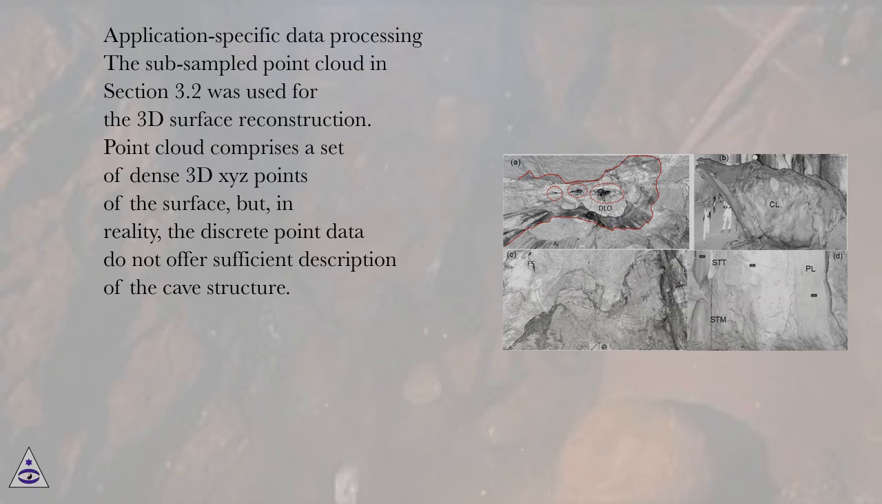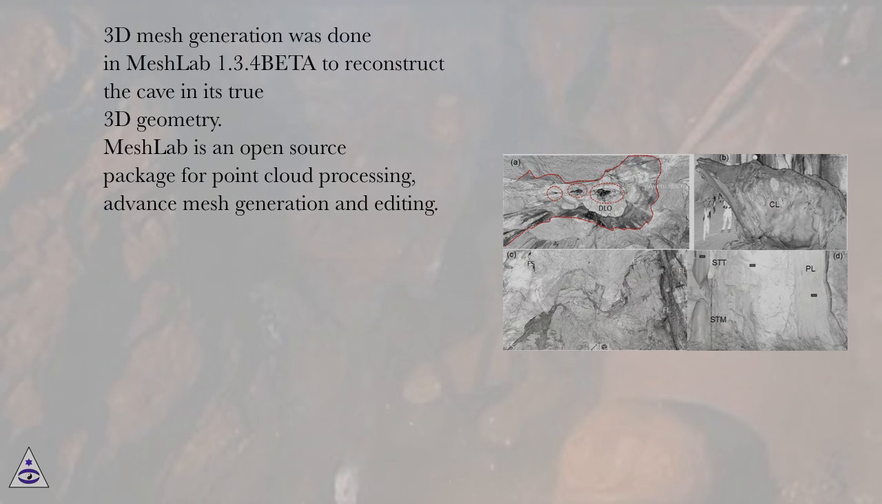Application-specific data processing. The subsampled point cloud in section 3.2 was used for the 3D surface reconstruction. A point cloud comprises a set of dense 3D XYZ points of the surface, but in reality, the discrete point data do not offer sufficient description of the cave structure. 3D mesh generation was done in MeshLab 1.3.4 beta to reconstruct the cave in its true 3D geometry.